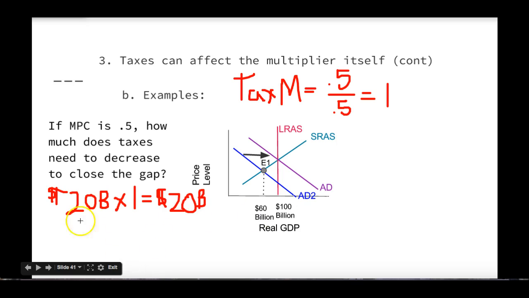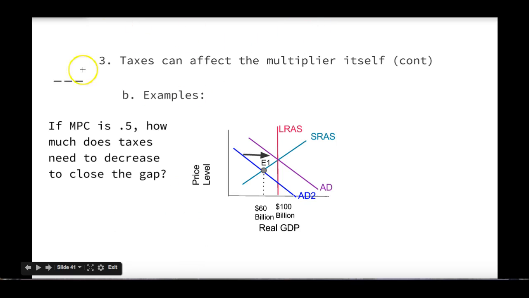So what do we need to do instead? Again, we need to take a look at $40 billion, which is how much we want to totally increase spending by in the end. And we know that a change in taxes is going to be multiplied by our tax multiplier. We know our tax multiplier in this instance is 1. So 40 divided by 1 will tell us that we actually need to decrease taxes by $40 billion.